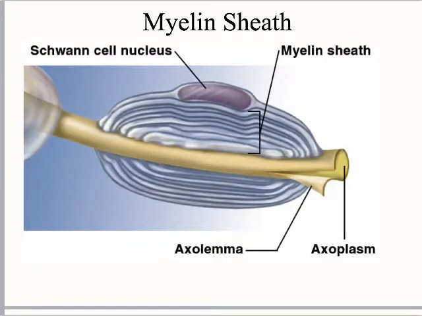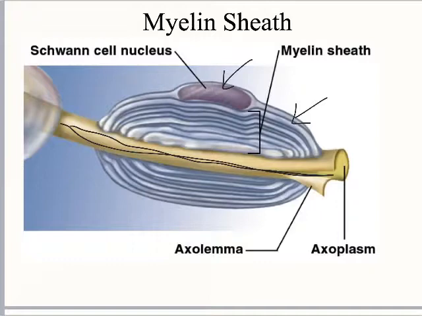Okay, so here's a picture. Here's the axon of the neuron, and then here's the Schwann cell, or the neurolemmocyte, wrapped around it. All of this is the myelin, and it's a cell, so there's the cell and the nucleus. The plasma membrane of the axon is called the axolemma, and the cytoplasm in there is called the axoplasm. Just making it more detailed.